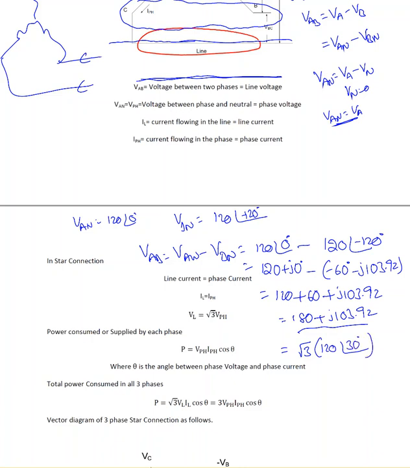So basically this is 207 at an angle of 30 degrees.